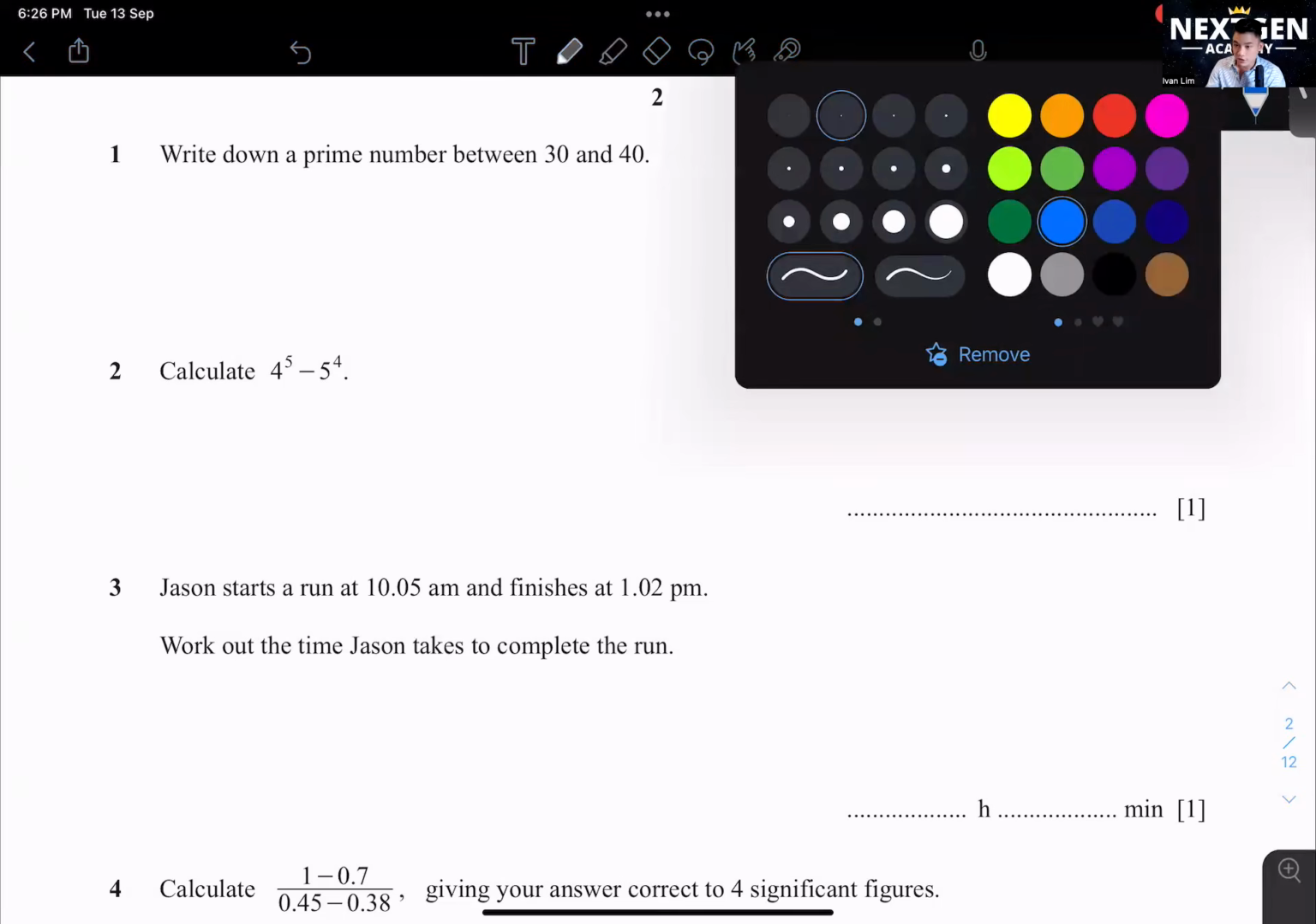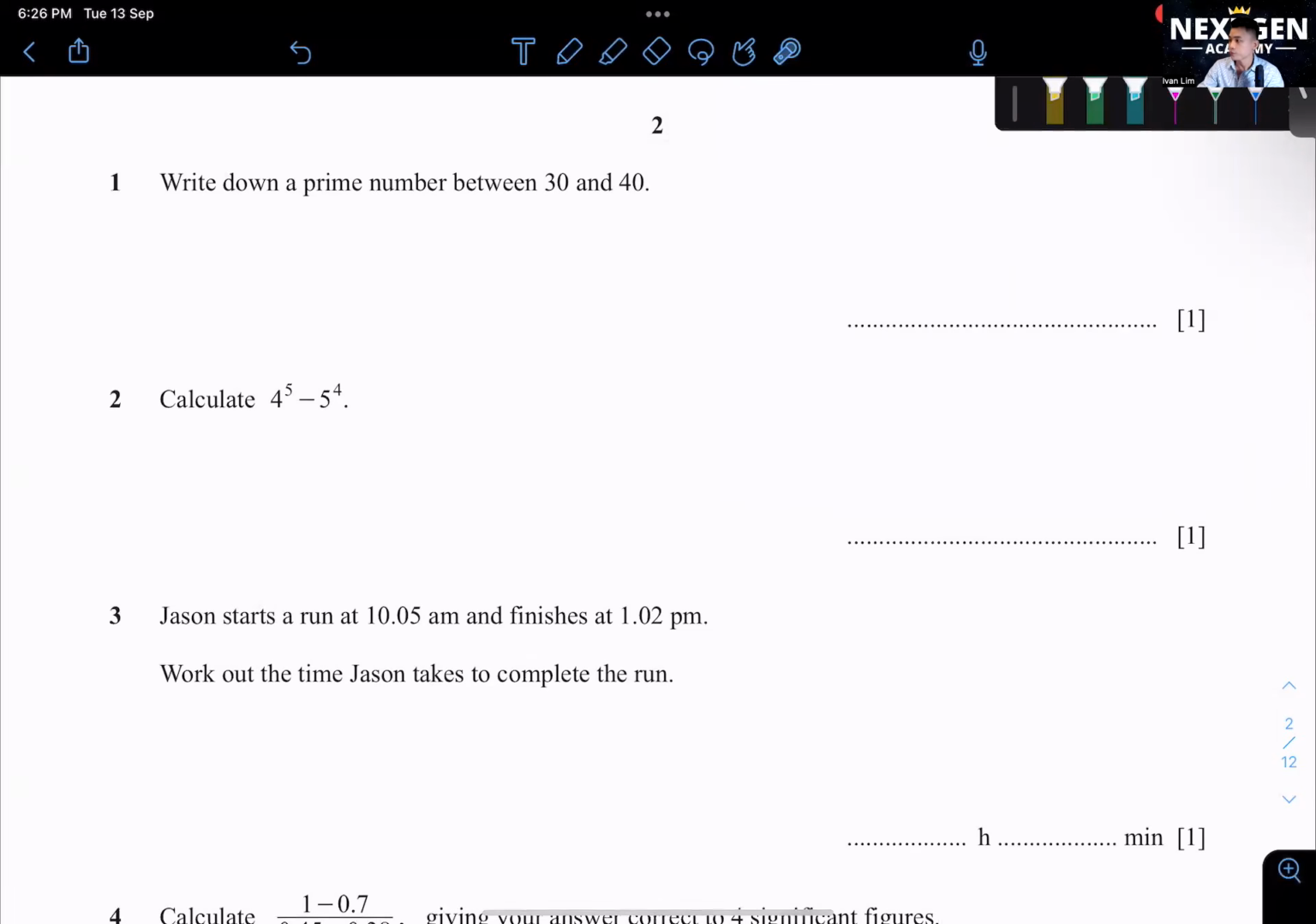Let's see. Question 1: write down a prime number between 30 and 40. Do you all know what a prime number is? A prime number can only be divided by itself and 1. So you can write 31 or 37. All even numbers are out already. Among the odd numbers, 33 cannot because you can divide by 3. 35 cannot, it can be divided by 5. 37, yes, is a prime number. 39 can be divided by 3. So that's the prime number.